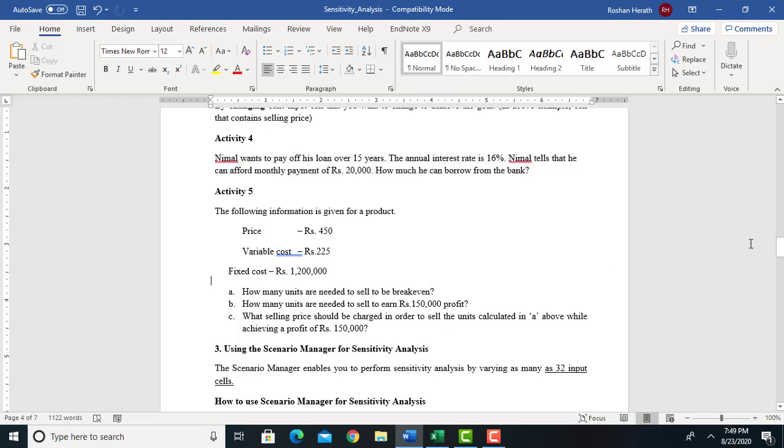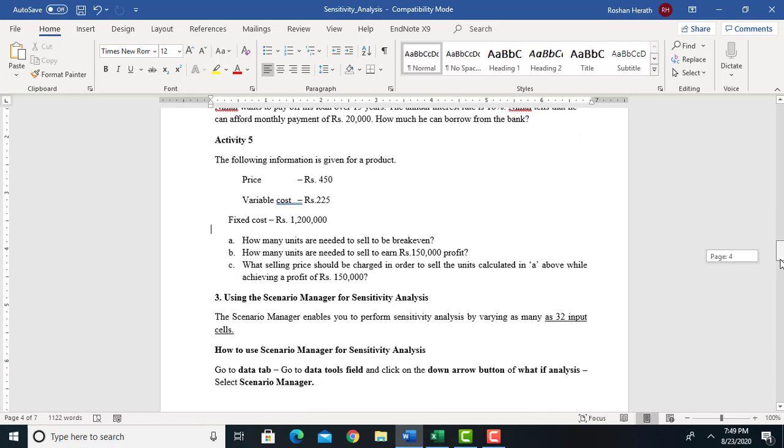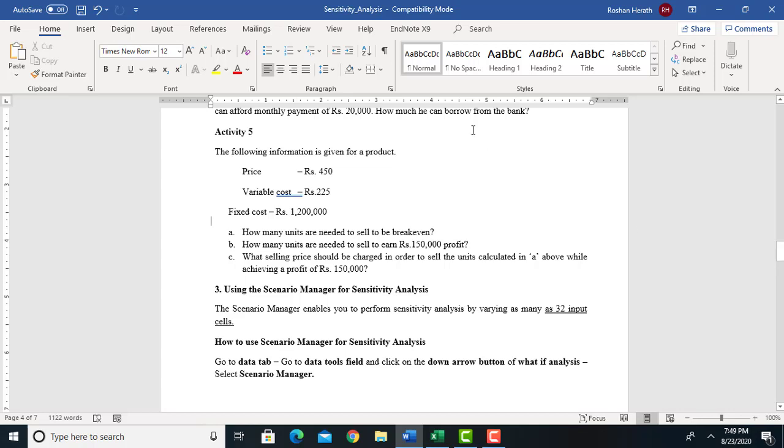So let's take another example. You are given Activity 5. It says the following information is given for a product. Price 450, variable cost 224, fixed cost 1.2 million. Then it asks how many units are needed to be sold to break even. Then how many units are needed to be sold to earn rupees 150,000 profit. And also another requirement: what selling price should be charged in order to sell the units calculated in A above while achieving a profit of 150,000. Okay, let's get this information and work this out.